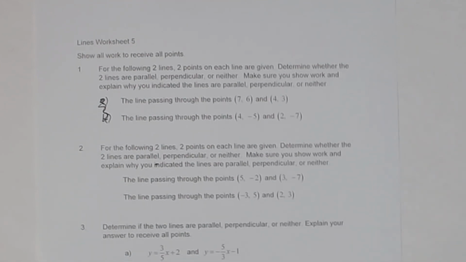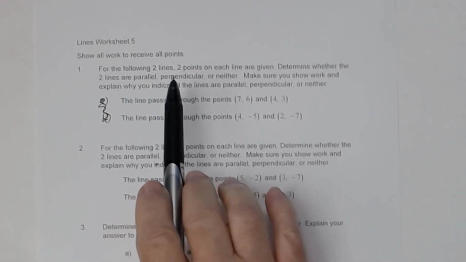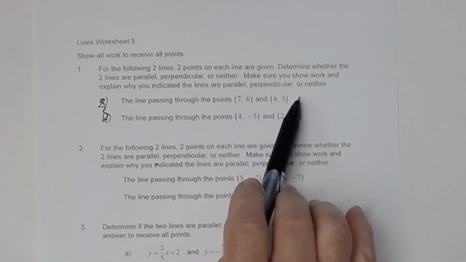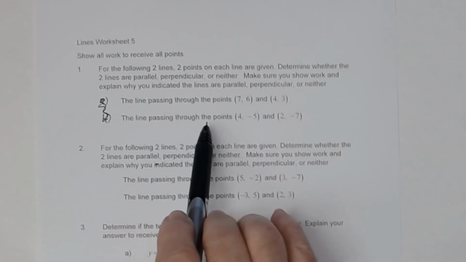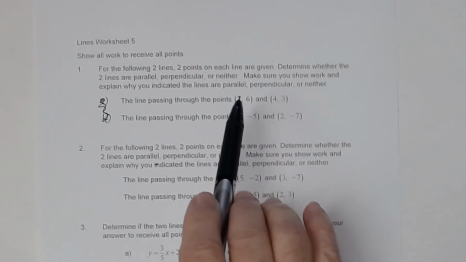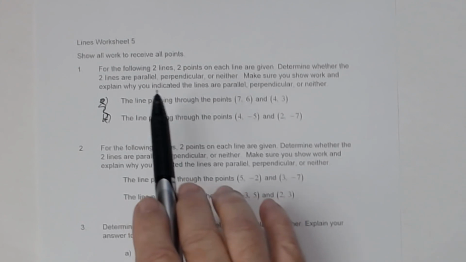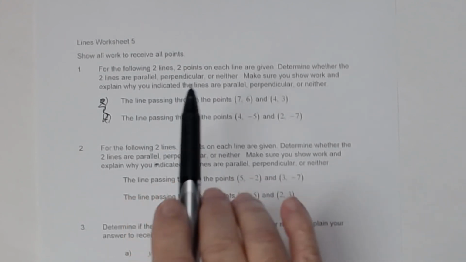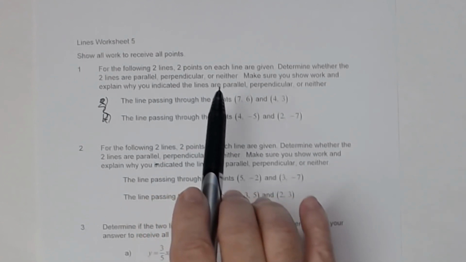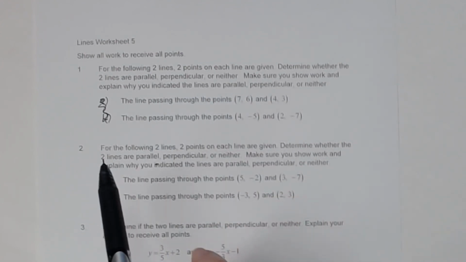All right, so this is a key to the worksheet on lines. And number one, it says for the following two lines, 2 points are given. So you're given this line, which passes through these 2 points, and you're given this line, which passes through these 2 points. And you want to determine whether these two lines here are parallel, perpendicular, or neither. And it says make sure you show work and explain why you indicated the lines are parallel, perpendicular, or neither.